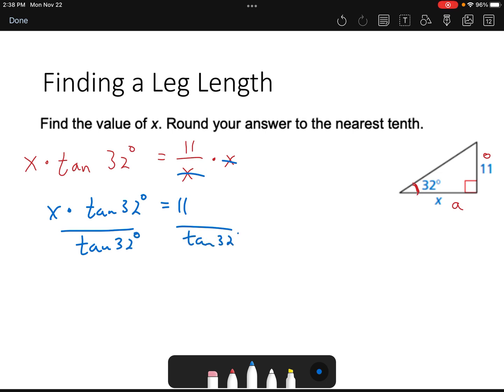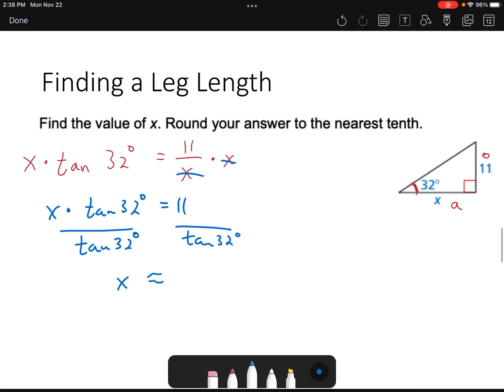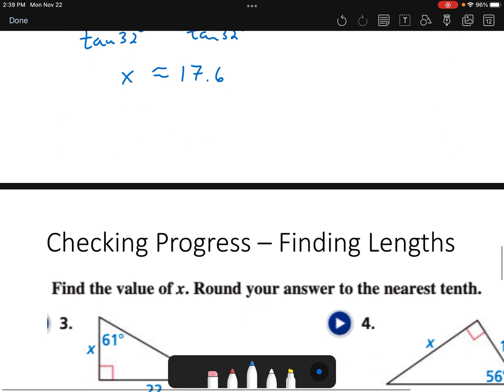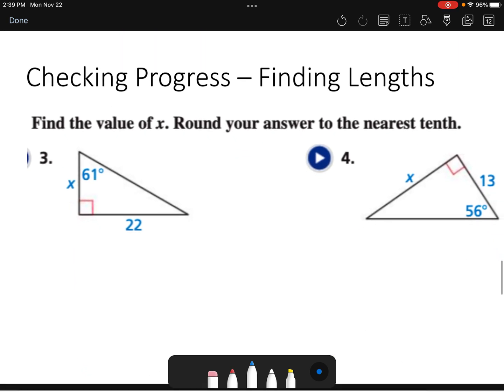Tangent of 32 is just a number, ladies and gentlemen. It's just a number, so treat it like a number. So now you can take your calculator and type in 11 divided by tangent 32, close parentheses. You type it straight in, and we get approximately 17.6. So x is about 17.6. Isn't that cool? This allows us to do many, many things.